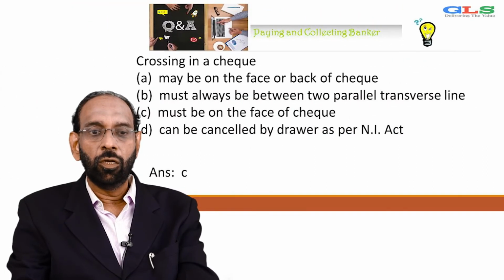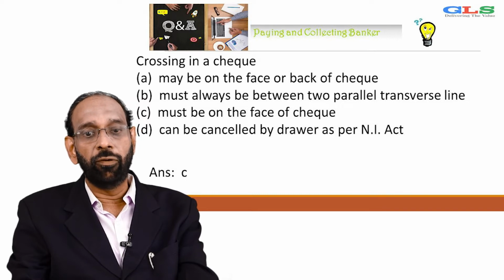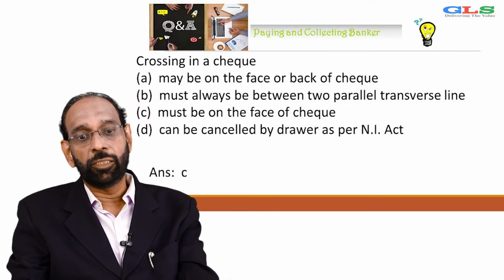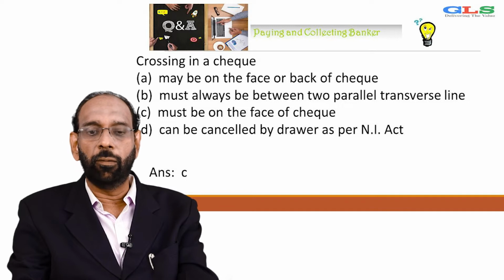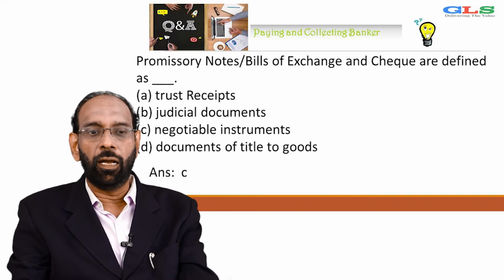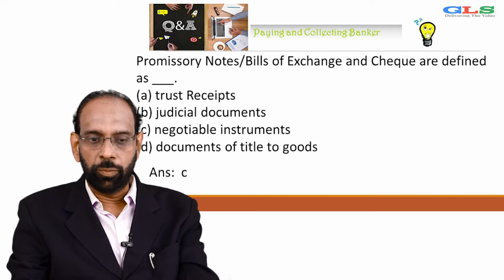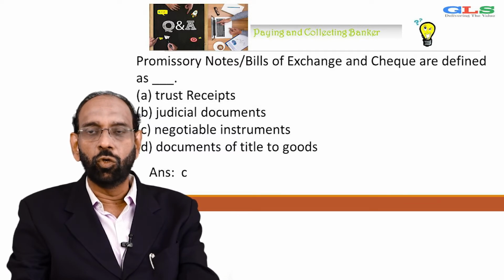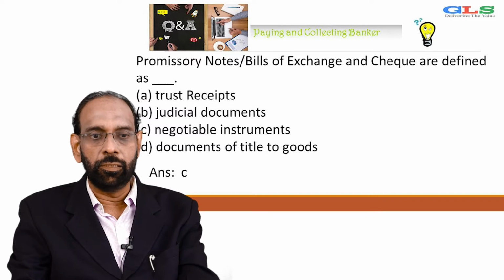Crossing of a check. Crossing in check may be on the face or back of the check, must always be between two parallel transverse lines, must be on the face of check or can be cancelled by drawer as per Negotiable Instrument Act. Answer is C, that is must be on the face of check. Next question. Promissory notes or bills of exchange and check are defined as trust receipts, judicial documents, negotiable instruments, documents of title to goods. Obvious answer is negotiable instrument, that is option C.